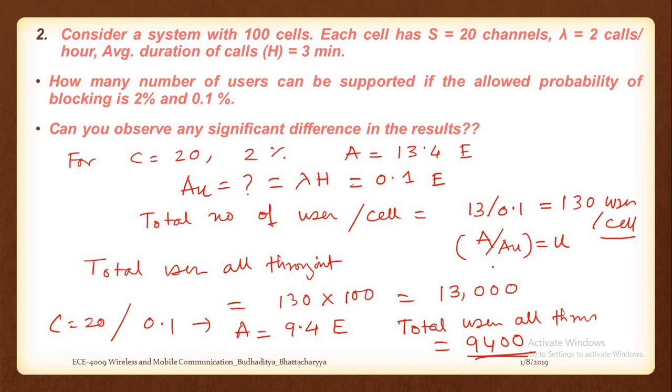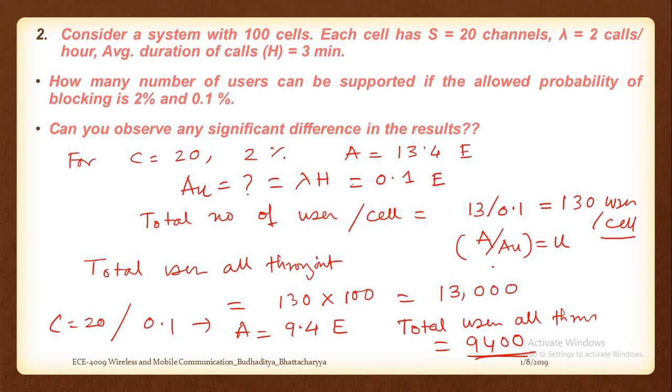Now suppose you design a system and you don't follow the Erlang B formula. You want 0.1 blocking probability and you want 15,000 users in the system. Do it the reverse way around. If the total number of users is 15,000, then 15,000 divided by 100 gives 150 per user. So 150 multiplied by 0.1. How many channels? You need 28 channels.